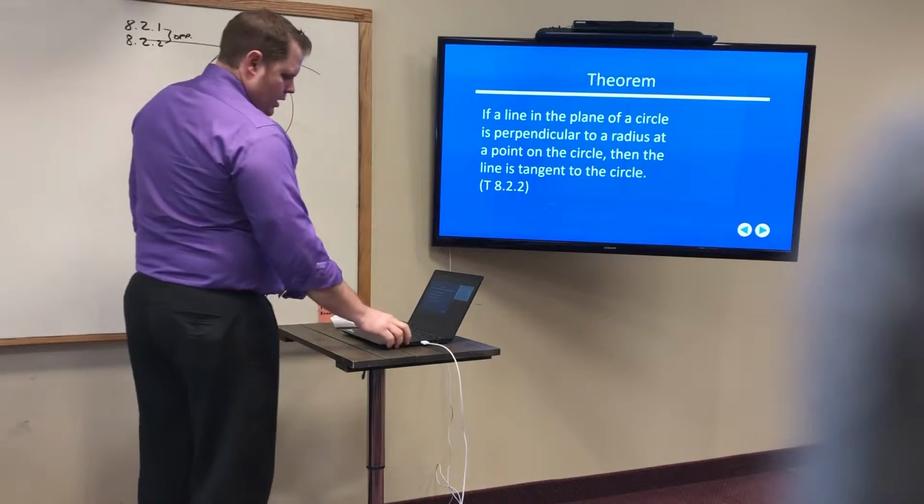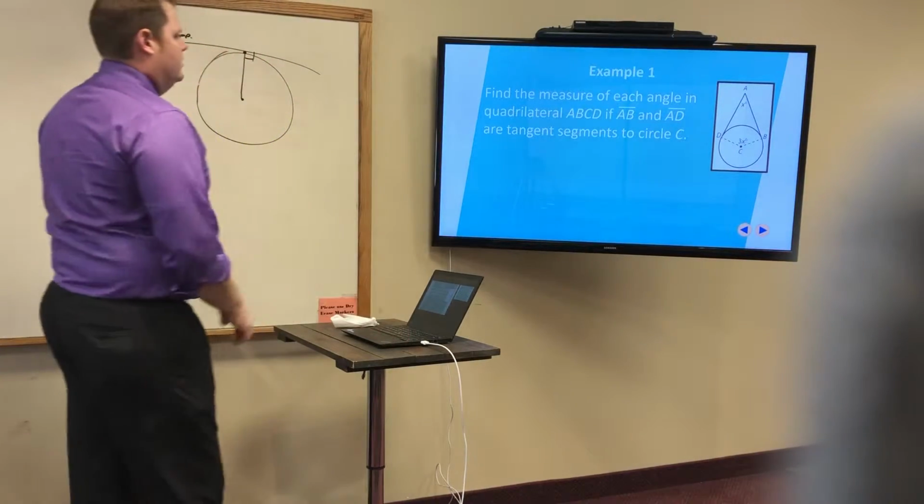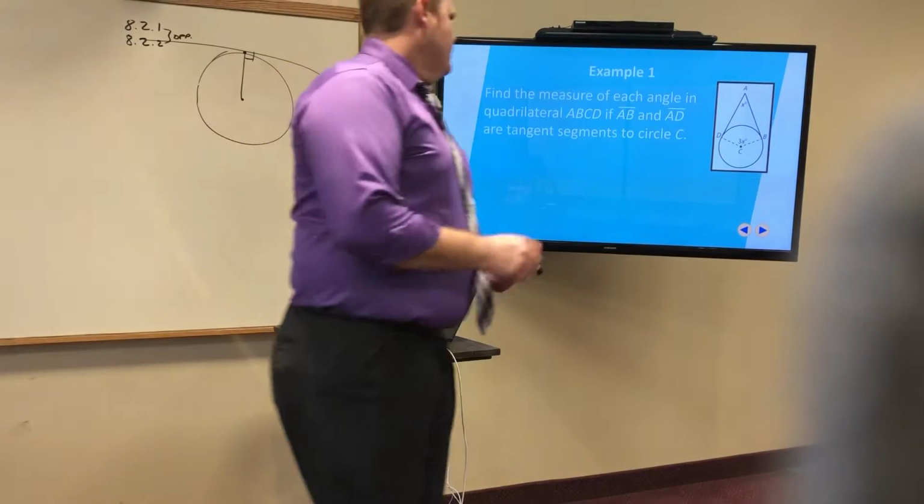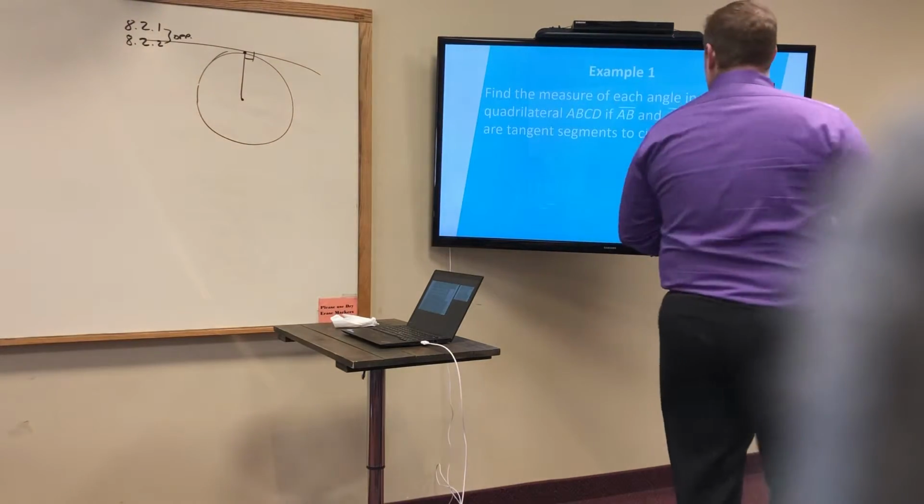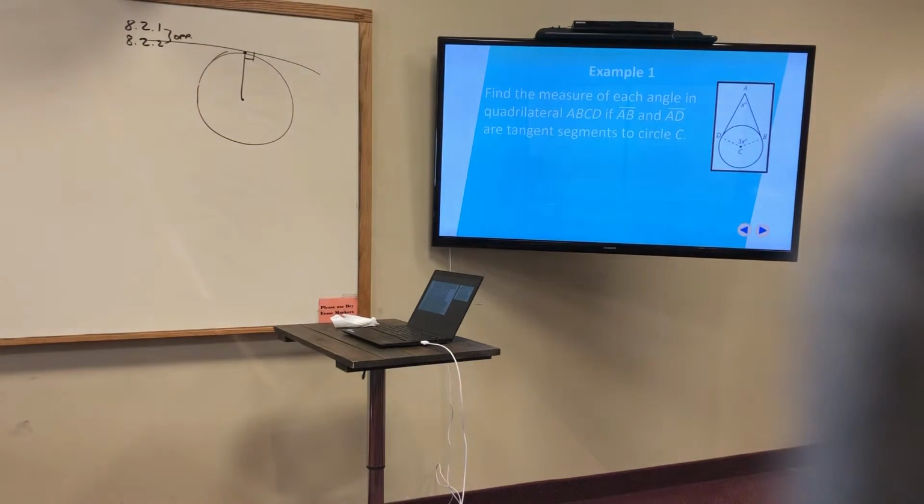All right? Here's our first example. Find the measure of each angle in the quadrilateral A, B, C, if AB and AD are tangent segments. So, we know these are tangent segments.